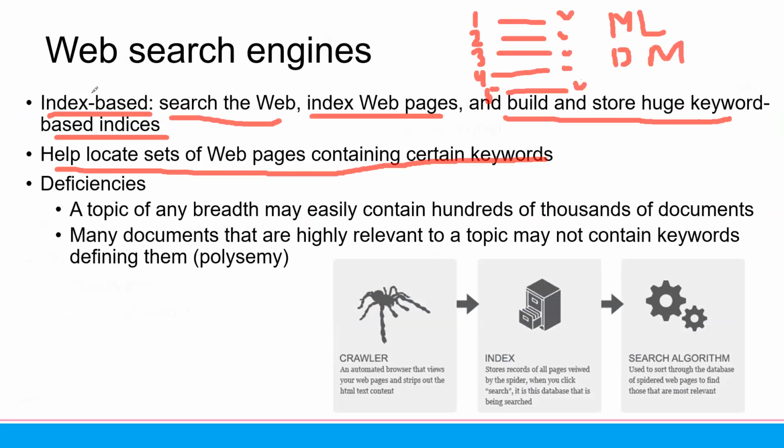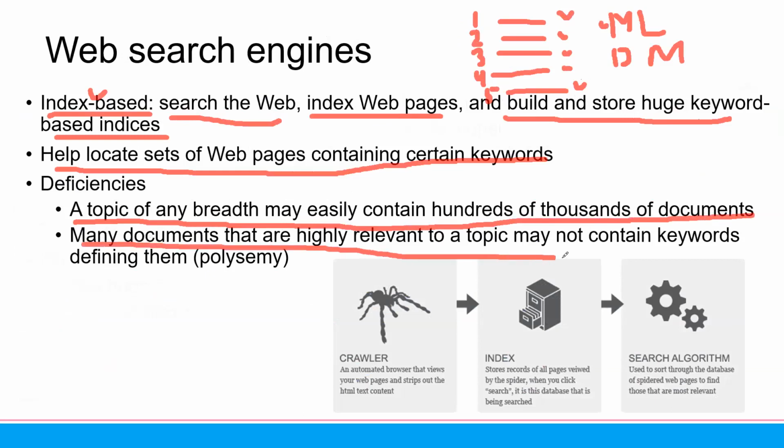Using the index, the deficiency is that the topic of any query may easily contain hundreds of thousands of documents. So if you have a lot of documents on machine learning, it's very difficult to go through the index one by one. And many documents that are highly relevant to a topic may not contain keywords defining them.